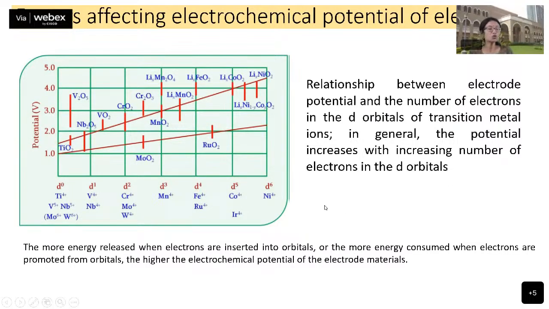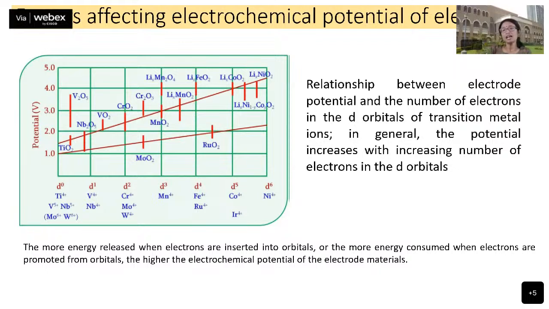Then, if you look into the potential and the number of d electrons in case of a transition metal, you will find that the potential is generally increasing as the number of d electrons keeps increasing. So if you have chromium, manganese 4+, Fe4+, Co4+, you will find that as the number of d electrons keeps increasing, for a similar kind of material, whether it is lithium manganese oxide, lithium iron oxide, lithium cobalt oxide, or the simple oxides, the potential keeps increasing with the number of d electrons. Now, why should this be so?